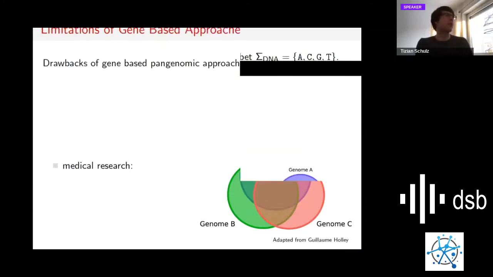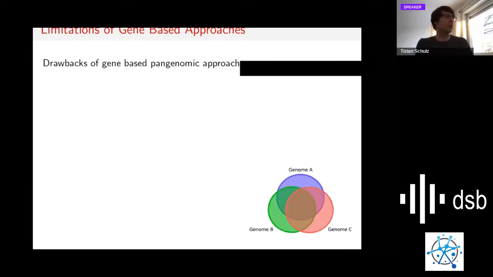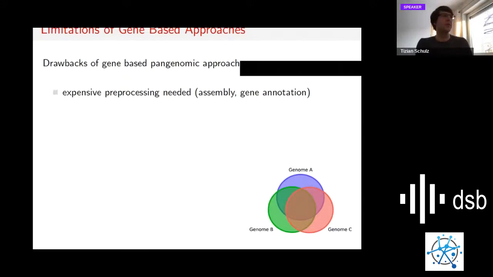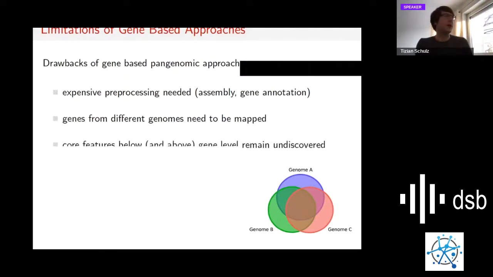But there are also some drawbacks of the gene-based pangenomic approach. On the one hand, we have a very expensive pre-processing. We need to assemble all the genomes that we want to consider, and we also need gene annotations for them. Then we need to map the genes to each other, which means we have to identify the homologs. And also, if we only consider the genes, then we cannot find any core features that are below the gene level, and we also cannot find any features above.